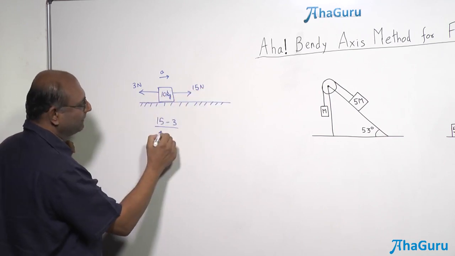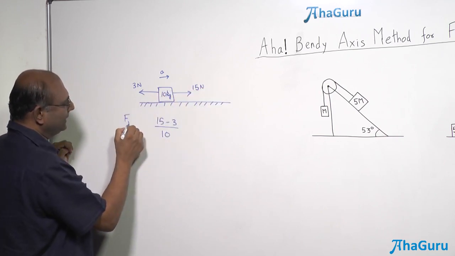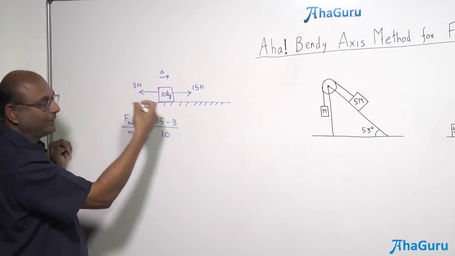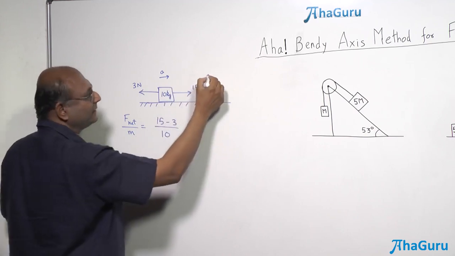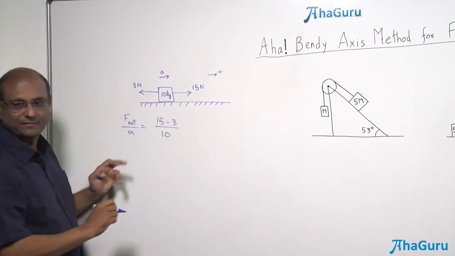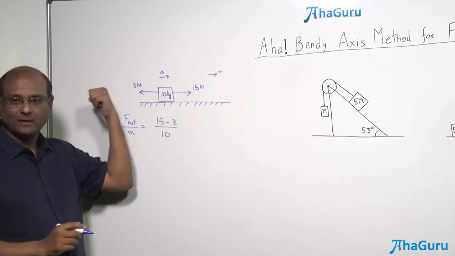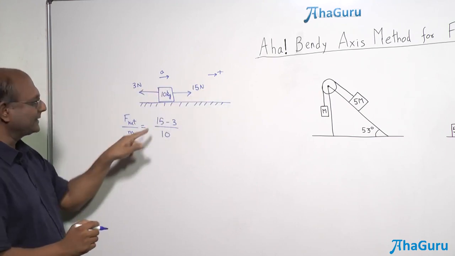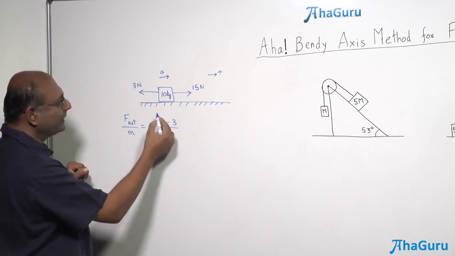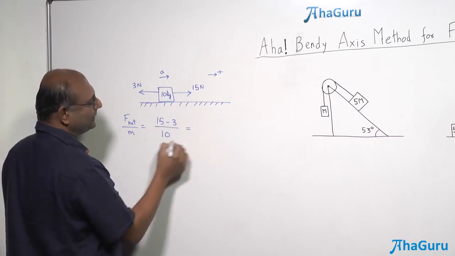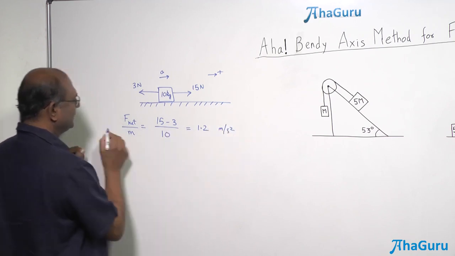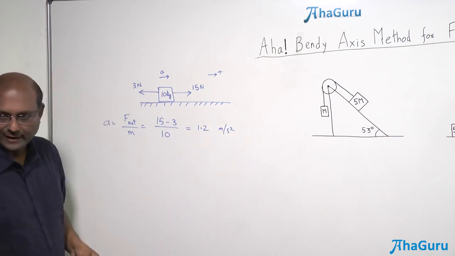Net force by mass. So this is F net by mass. So it is 15 minus 3. Why minus 3? Because that is the positive direction. The acceleration direction we take as positive, and this is the opposite direction. So 15 in the plus direction, 3 in the minus direction. So 15 minus 3 divided by the mass, which is 10. So basically this is 12 by 10, 1.2 meters per second square. So this is the acceleration. This is a very straightforward idea.